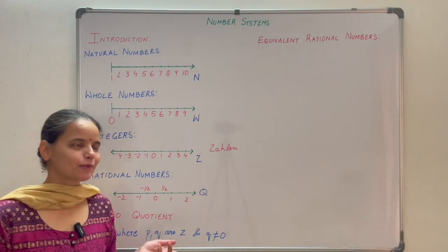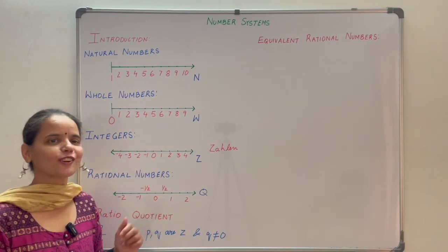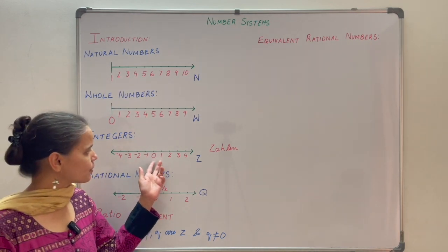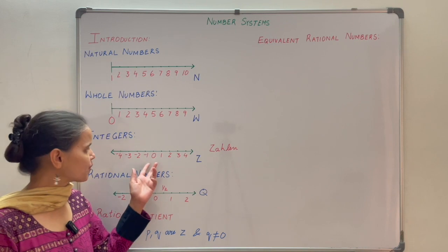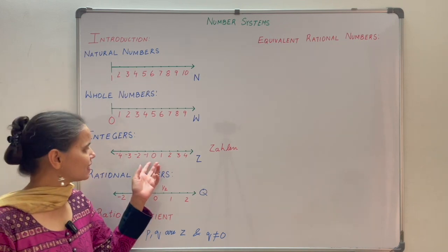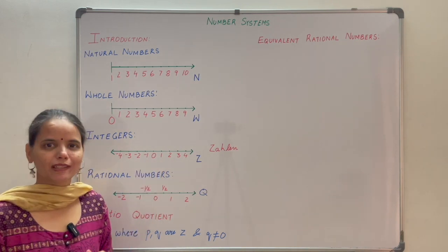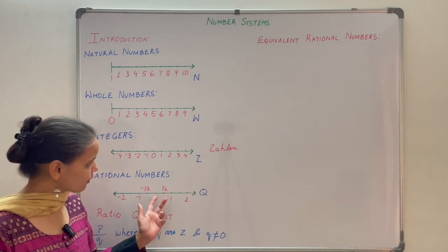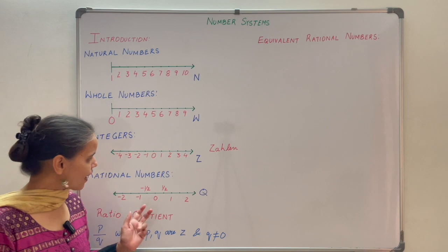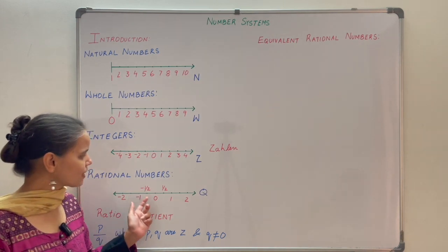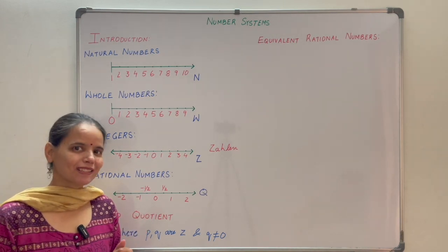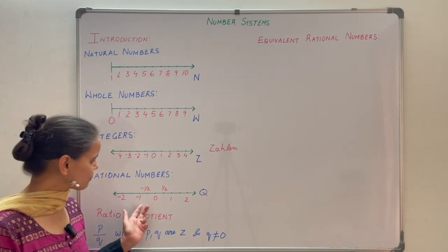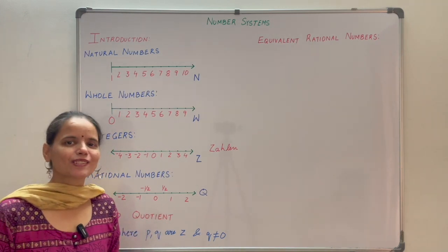Then what is the difference between the number line for integers and that of rational numbers? If I ask you, how many integers are there between 0 and 1 or between 0 and minus 1? You can clearly see that there are no integers between them. But in the case of the rational number line, between 0 and 1, I have marked 1 by 2. And between 0 and minus 1, I have marked minus 1 by 2. Does that mean there is only one rational number between 0 and 1 or between 0 and minus 1? I'll come back to this question later.